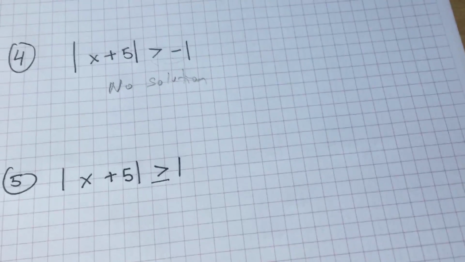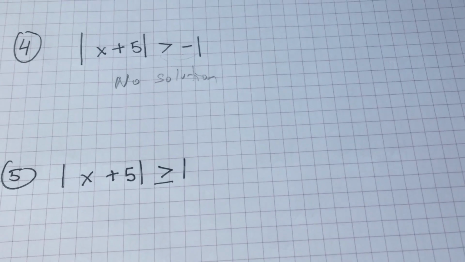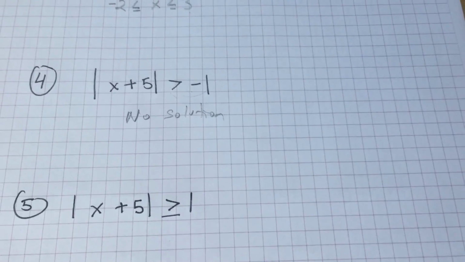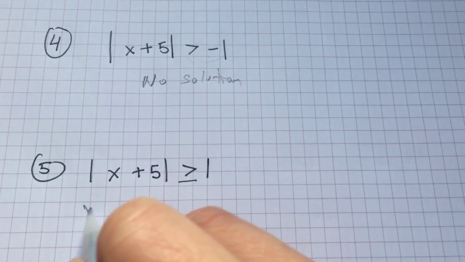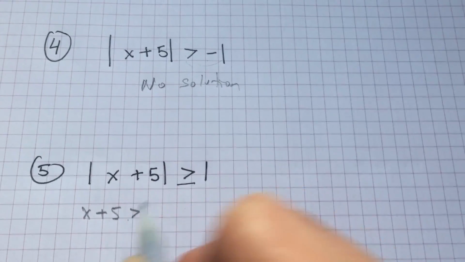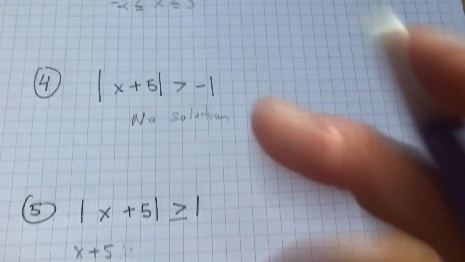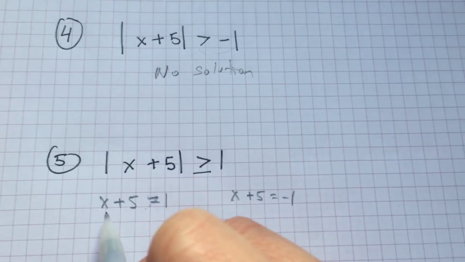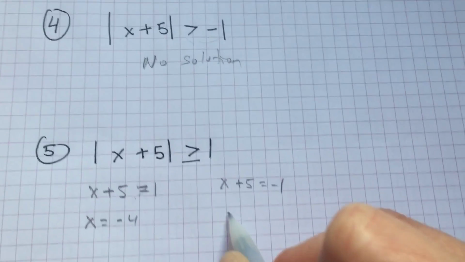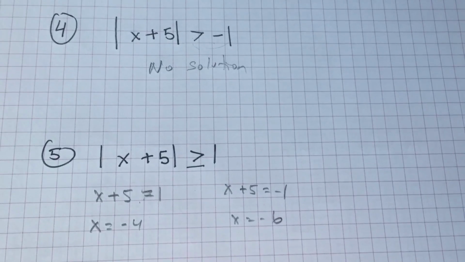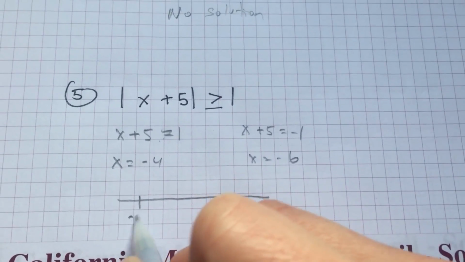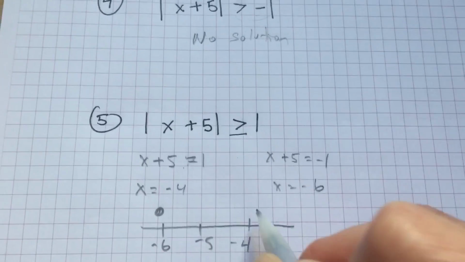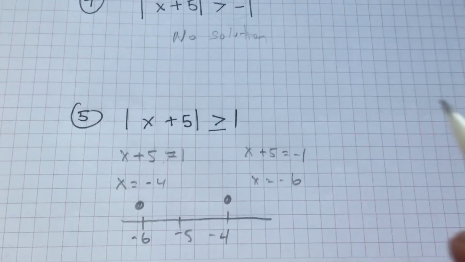But if we look at number 5, I use the same numbers just a little bit differently. And so we're going to set up our two equations. You can't put greater than there, I just like to write it as an equation. And then subtract 5, so we get negative 4 and negative 6. So negative 6 comes first, negative 5, negative 4. Again, closed circles at negative 6 and at negative 4.